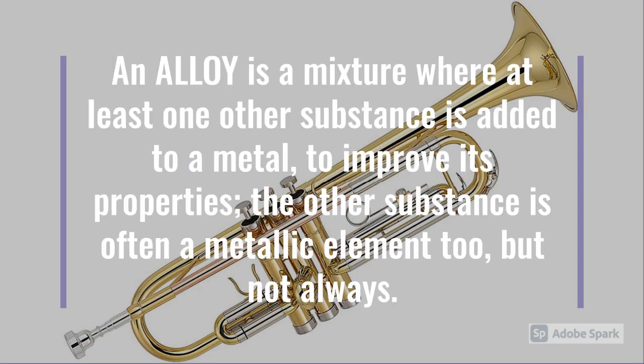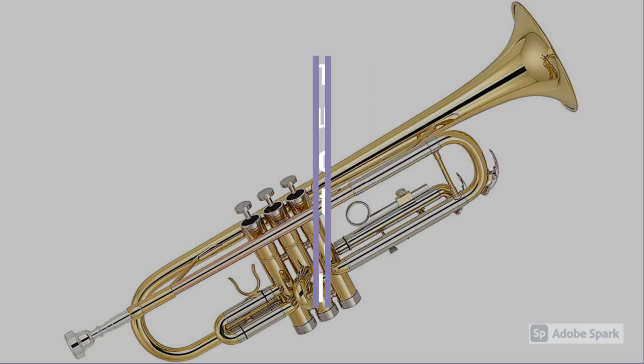An alloy is a mixture where at least one other substance is added to a metal to improve its properties. The other substance is often a metal too, but not always. For example, mixing molten zinc and copper gives the gold-coloured alloy called brass. When this solidifies, it is hard, strong and shiny. It is used for door locks, keys, doorknobs and musical instruments such as trumpets.